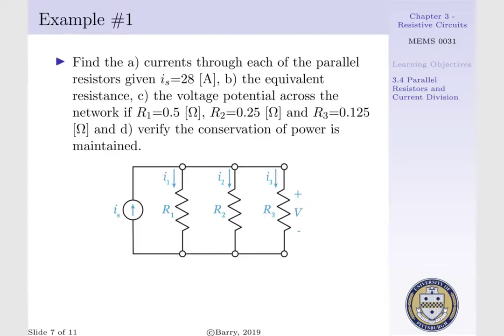Continuing on to example 1, we want to A, find the currents through each of the parallel resistors given our source current is equal to 28 amps, B, the equivalent resistance of our resistor network, C, the voltage potential across a network if, for A through C, resistance of R1 is equal to 0.5 ohms, resistance of R2 is equal to 0.25 ohms, and resistance of R3 is equal to 0.125 ohms. And then we want to verify the conservation of power is maintained.